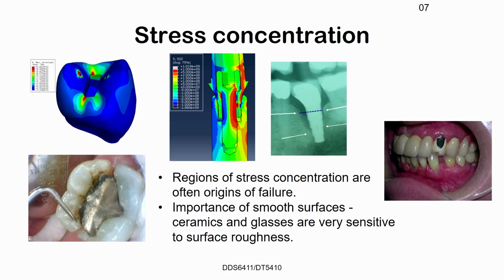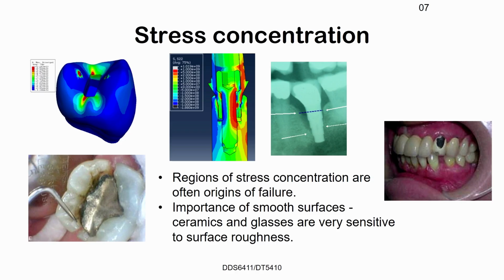The colors represent the level of stresses. So red is the highest, blue is the lowest. And as you can see, the position of those red dots coincide very well with the fracture point clinically. So this is not by coincidence. This shows you engineering works. In the middle, we have an implant. Again, you can see those stress concentration areas.